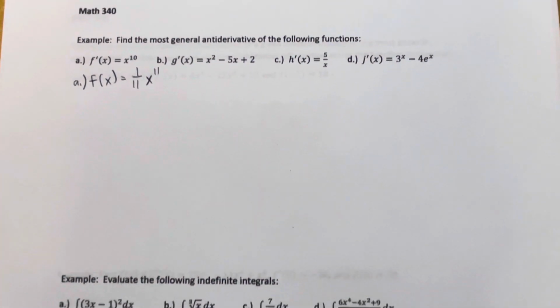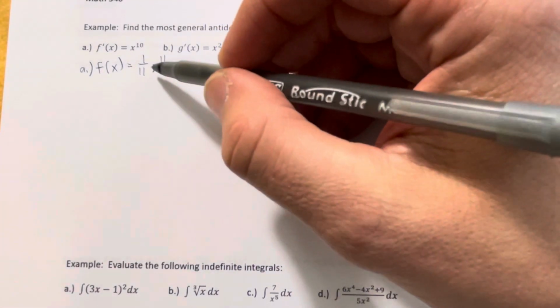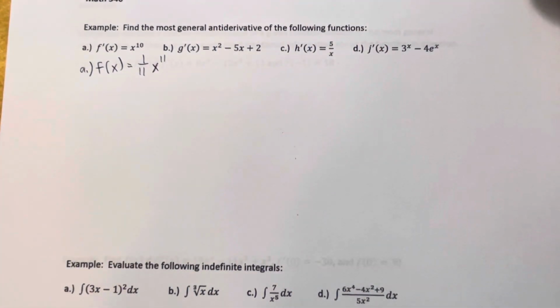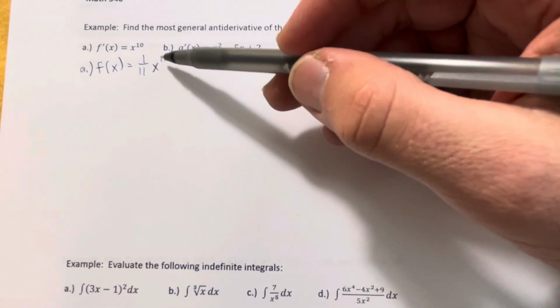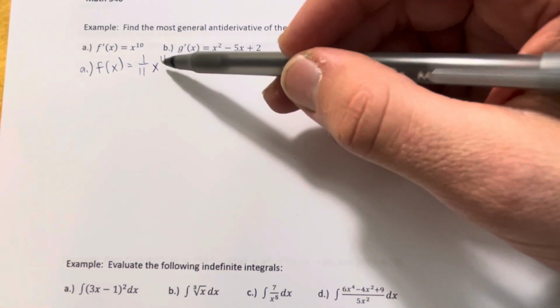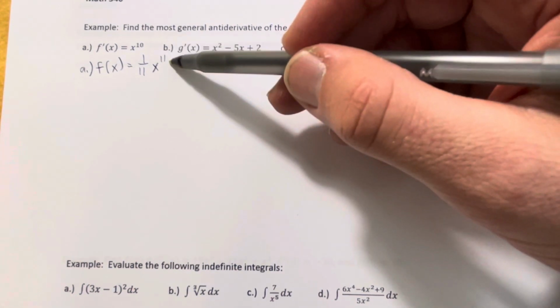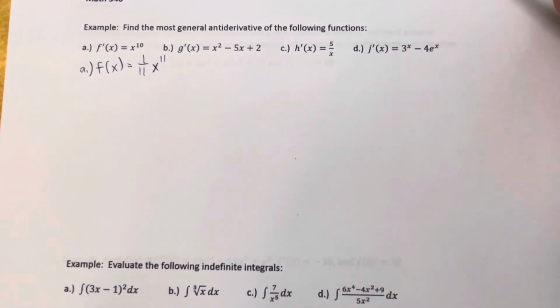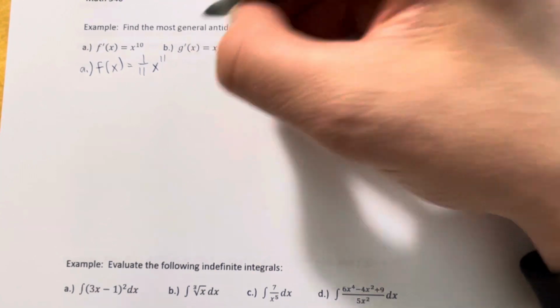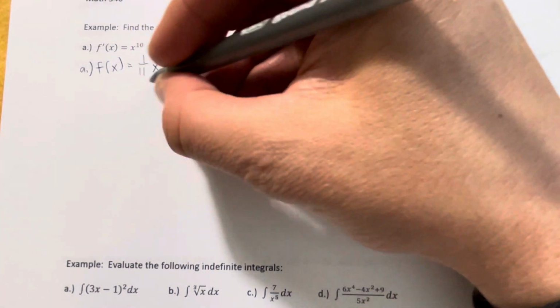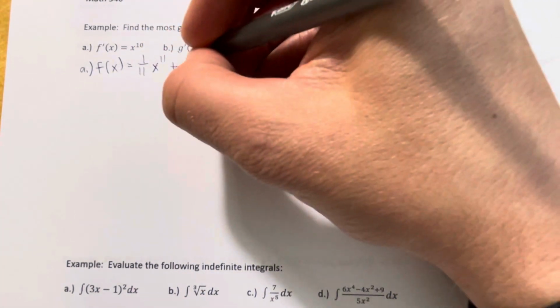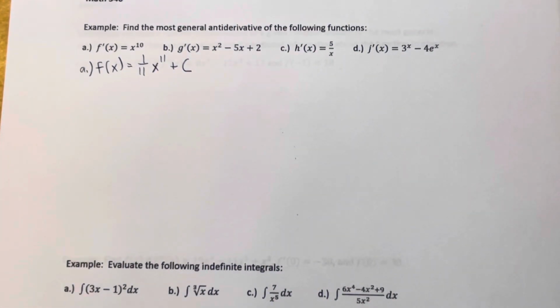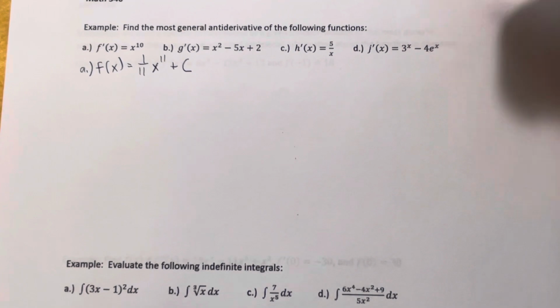So when you're first getting used to doing antiderivatives, it's a good idea to always check your answer by taking the derivative of this and seeing if you get what you started with. And that's pretty easy to verify here. I did forget one thing though. It says find the most general antiderivative, and this is only one antiderivative. I have to include that plus c to show that I'm giving the most general antiderivative.